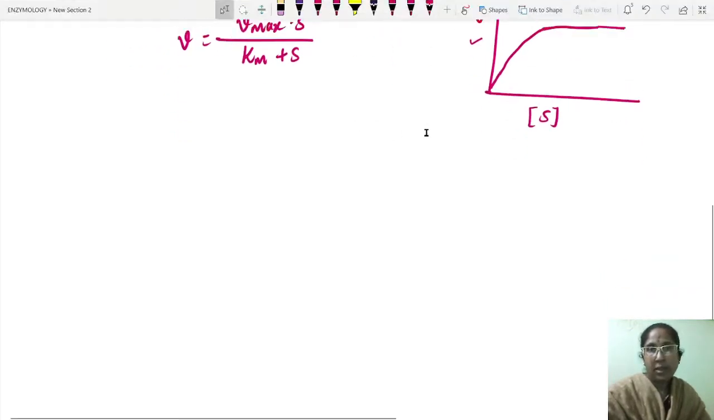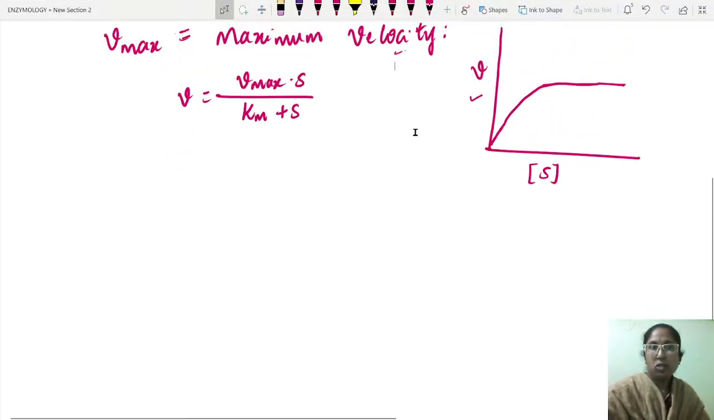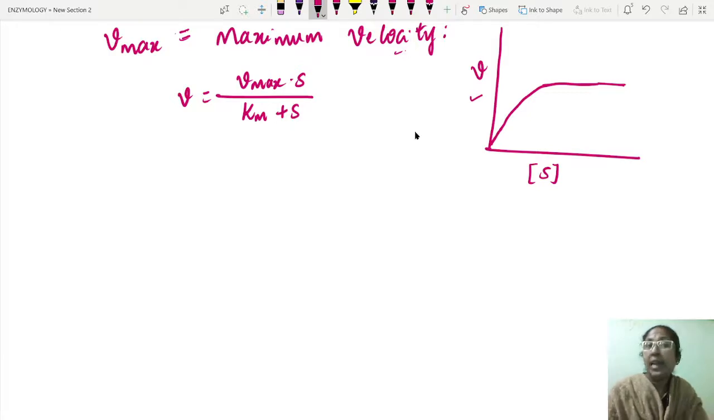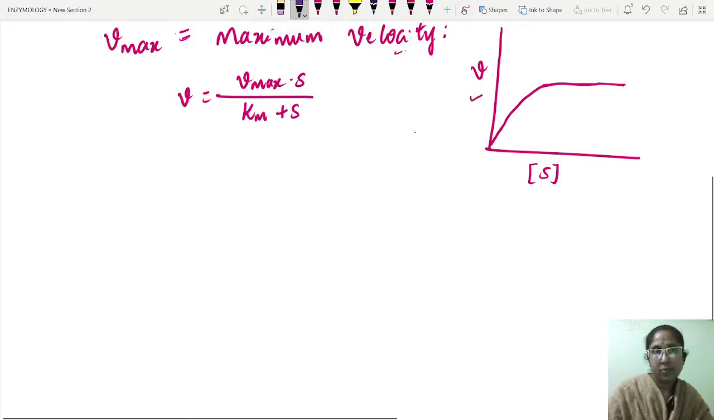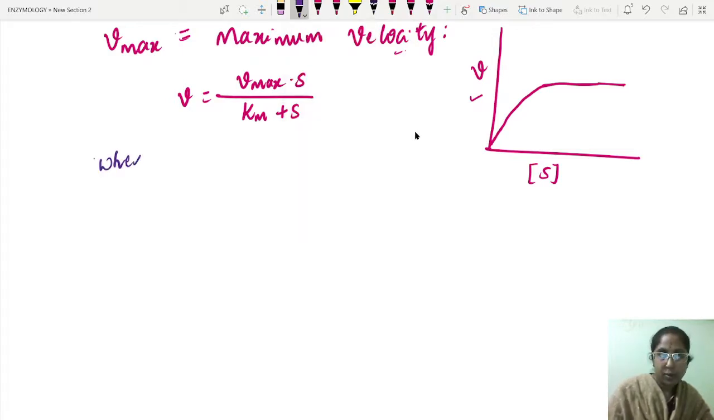Now we will know the different terms. Now let us assume a condition where the concentration of the substrate is very low when compared to the Km value. Then what happens to this equation?